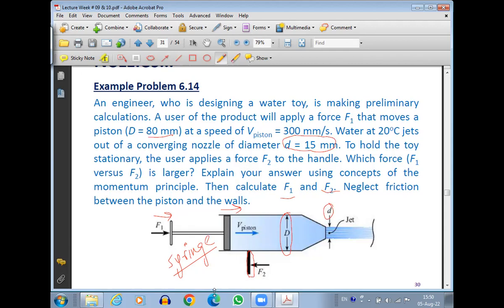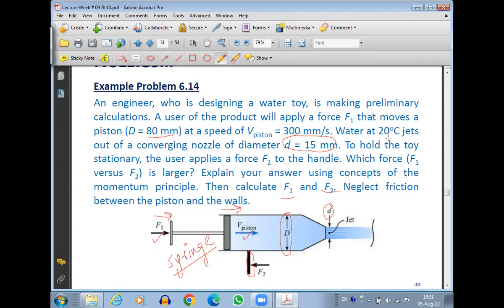This is what we need to find. Okay, so let's read the problem statement again. An engineer who is designing a water toy is making preliminary calculations. A user of the product, whoever will be using this toy, will apply force F1 that moves the piston at a speed of 300 millimeter per second. So this piston will be moving at 300 millimeter per second, and the force F1 will be applied.